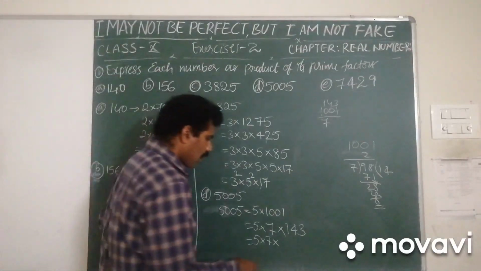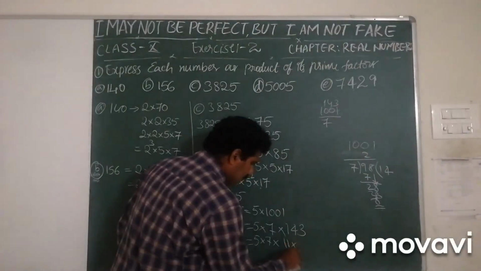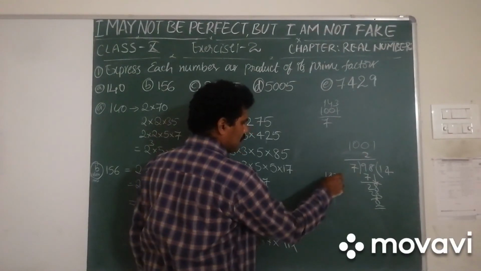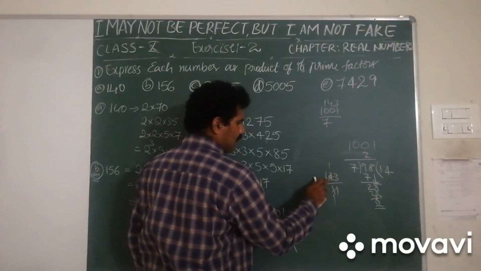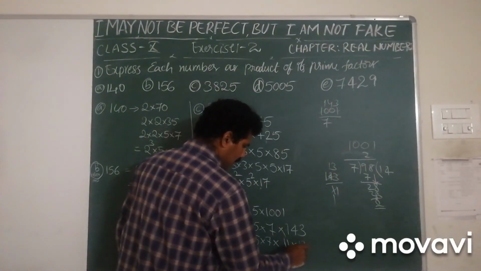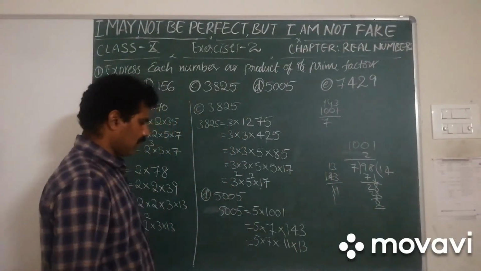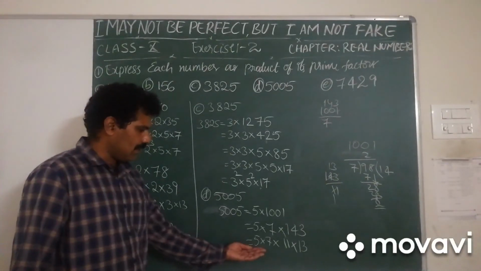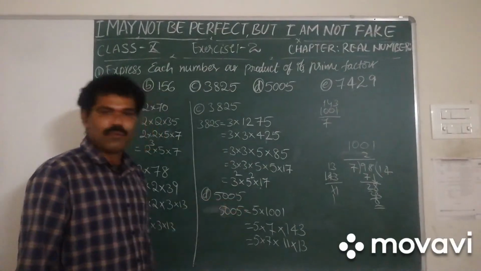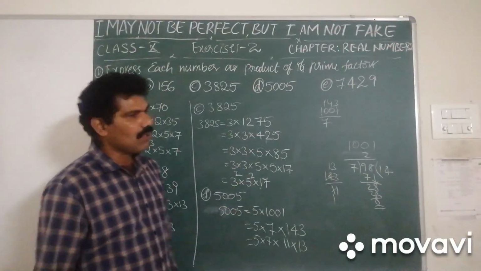Okay, now? Yes. How many times? Let me divide 143 by 11. So 11 ones are 11. So 3 will be there. 3, 33. How many times? 3 times. So 11 into 13 is 143. So this is the prime factorization for 5005. Okay, and now let us solve the last problem.